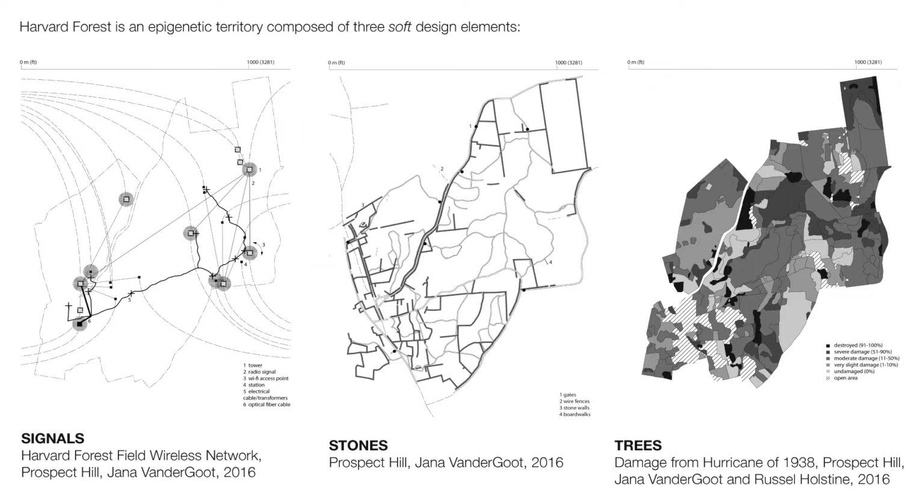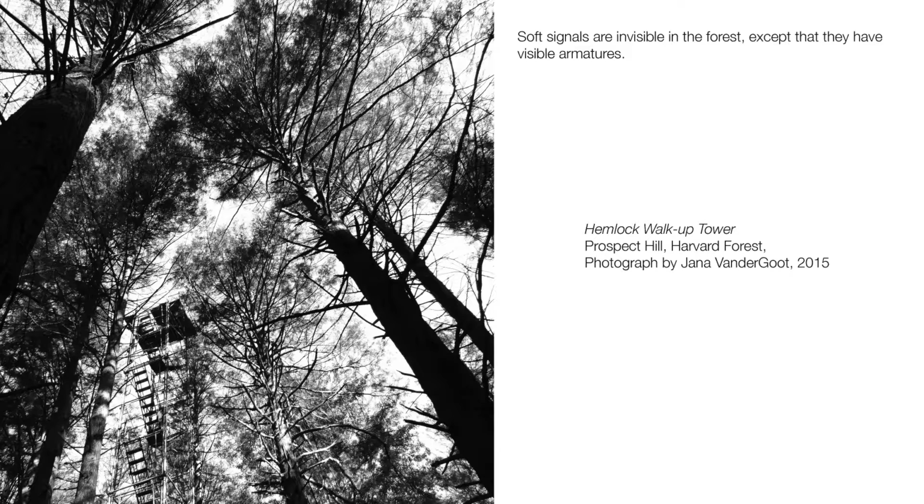In the middle, you see stone walls that were built in the 1700s when Harvard Forest land had been cleared for agriculture. And on the far right, you see the mosaic pattern of trees. In particular, this image shows damage from the hurricane that hit Harvard Forest in 1938. And this drawing is a testament to the resilience and change of the pattern of trees in the forest over time.